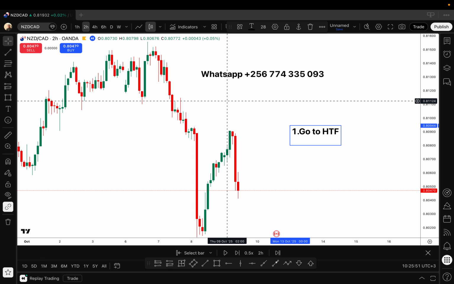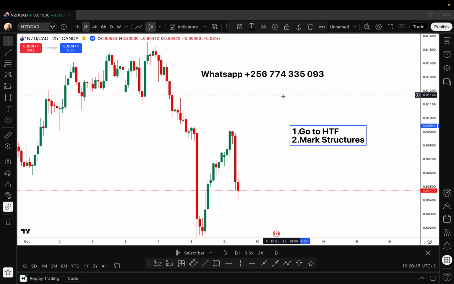So rule number 2 is mark your structures. Mark structures in the highest time frame. Guys, people have used this strategy, these rules that I'm setting here, and have been able to pass their prop firms. They have been able to extract some money out of the market. So if you're struggling with consistency, this should be your strategy.